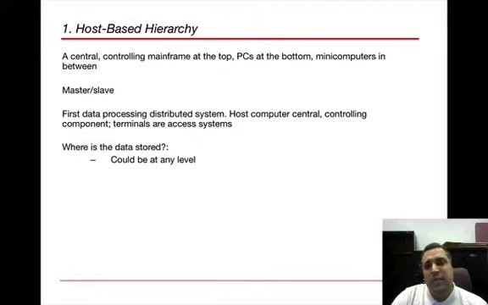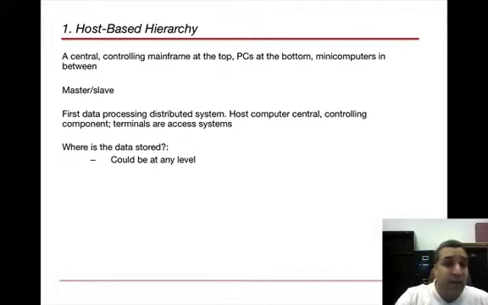So again, the host-based hierarchy is a central controlling mainframe or mini computer with some PCs or dumb terminals at the bottom. Here we have the master-slave type of arrangement whereby the mainframe is doing all the processing and sends all the information down to the client. It's a very simple, straightforward process, and it's very similar to what I mentioned in the previous module, of a web browser that makes a connection to an application server or a web server for processing.